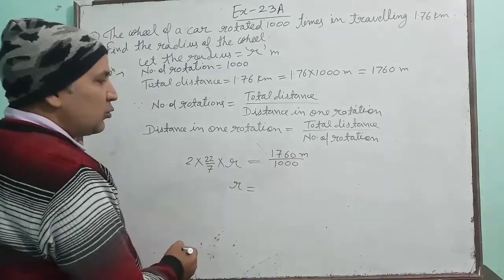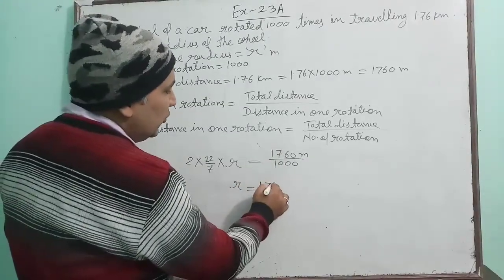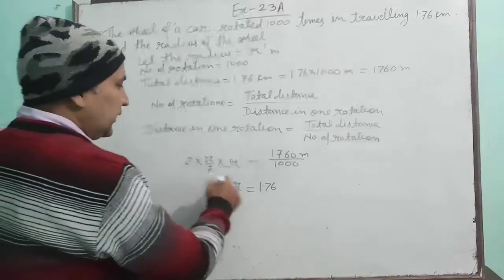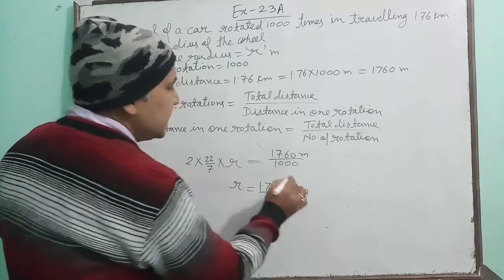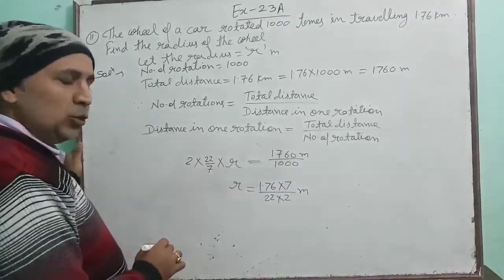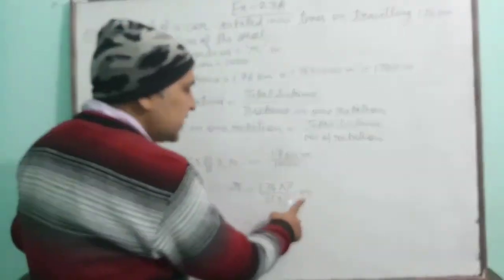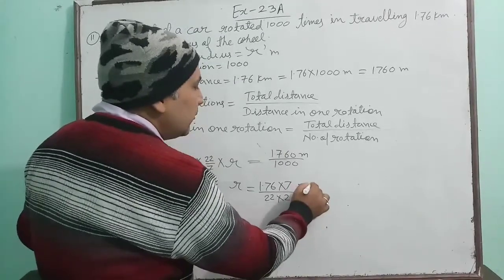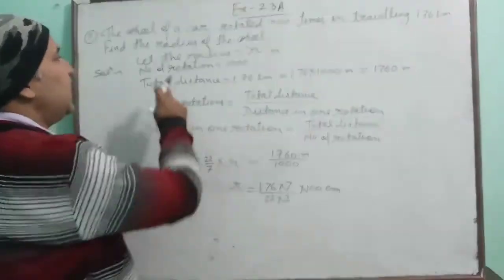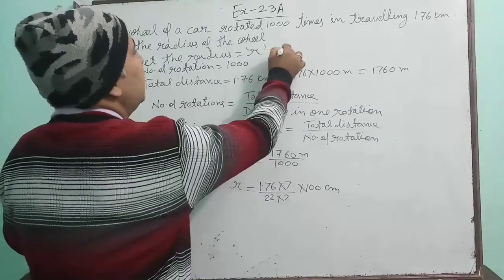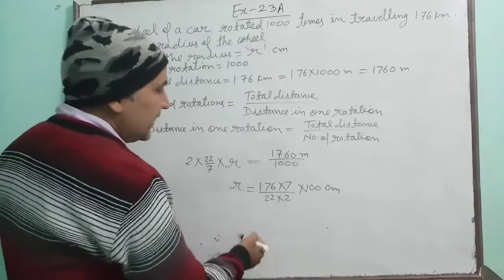That means r is equal to, when 1000 dividing 1760, you will get 1.76. This 7 will be multiplied here upon 22 into 2. This is in meter. You can see that denominator is greater than numerator. So change this meter into centimeter by multiplying 100. So this becomes centimeter. It means you have to suppose the radius in centimeter. Now solve and get your answer.